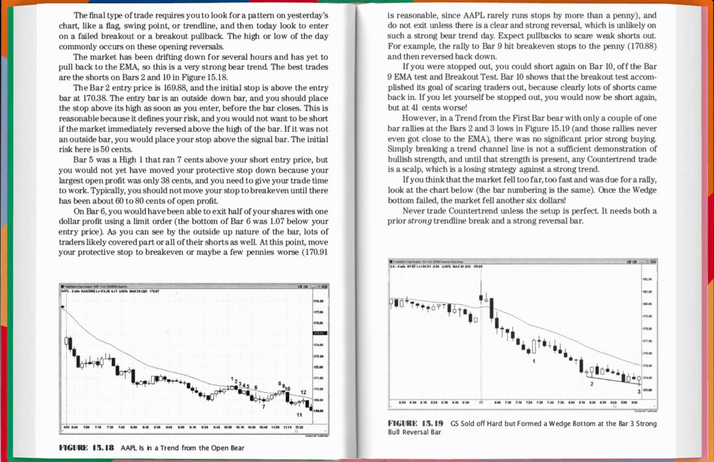Typically, you should not move your stop to break-even until there has been about 60 to 80 cents of open profit. On bar 6, you would have been able to exit half of your shares with $1 profit using a limit order. The bottom of bar 6 was 1.07 below your entry price. As you can see by the outside-up nature of the bar, lots of traders likely covered part or all of their shorts as well. At this point, move your protective stop to break-even or maybe a few pennies worse.